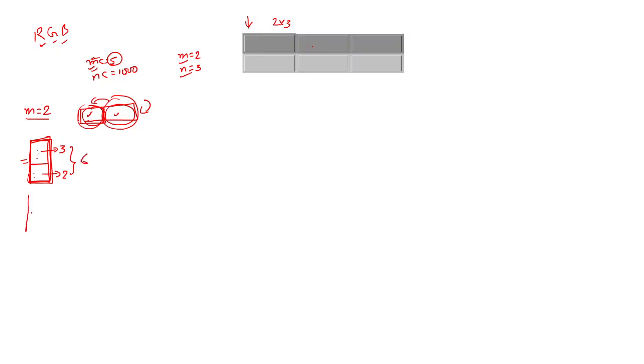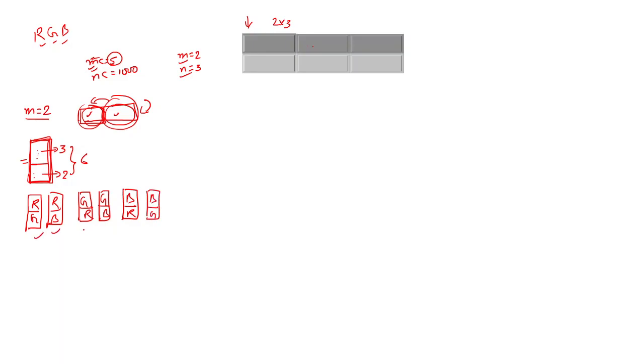Let's see what those are. So here it is: suppose RG, then RB, then starting with G, here RG, then GB, then starting with B, here BR, and BG.